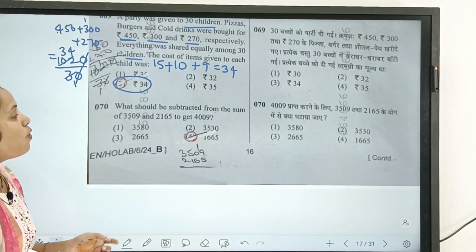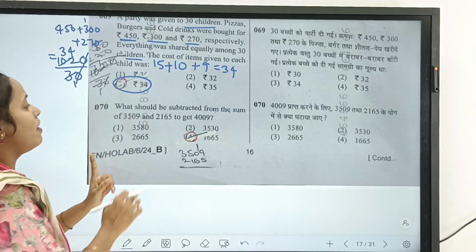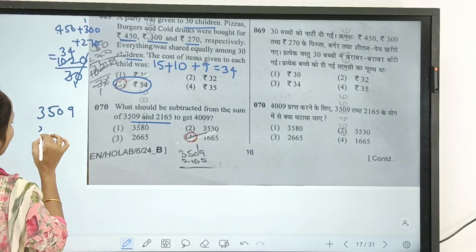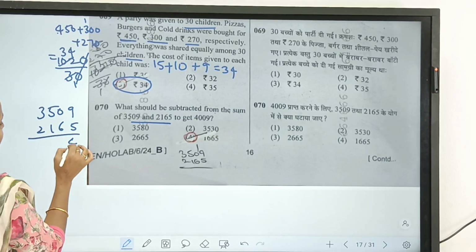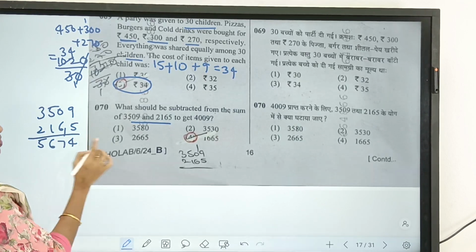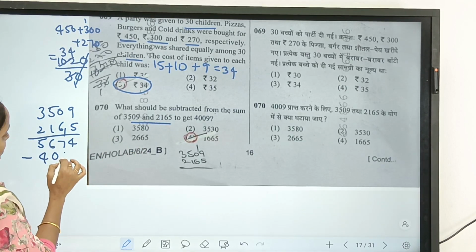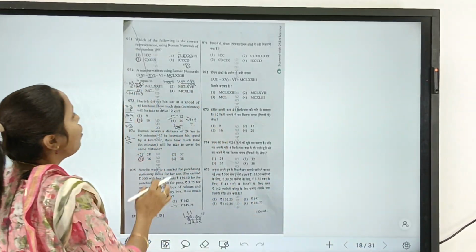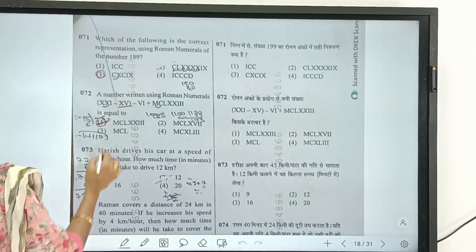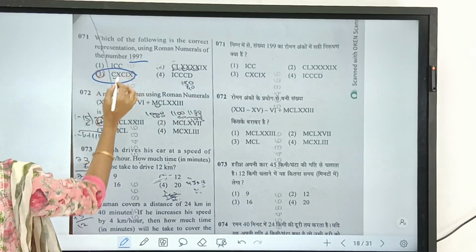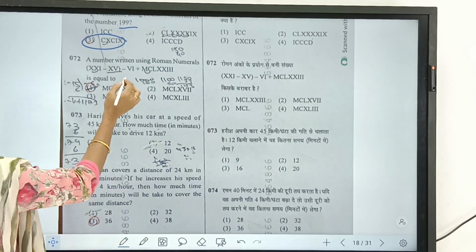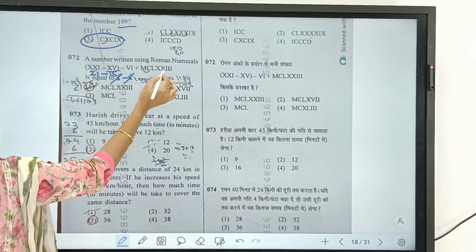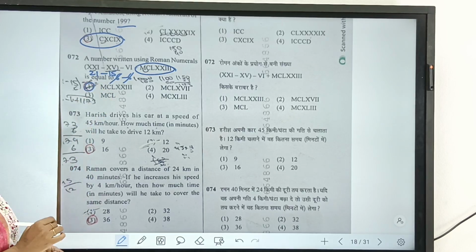And next question: what should be subtracted from the sum of 3509 and 2165 to get the next value? You need to add these two. If you add, you will get 5765. You need to subtract 4009 from this. Then you will get the answer 1665. This is also a very easy question. Then 71 is the Roman numeral question, 199, nothing but 3. And here in the Roman numbers they gave a simplification. Here 21 minus 15 you will get 6. 6 minus 6 is 0. The answer will be this only. In the question itself we have the answer.